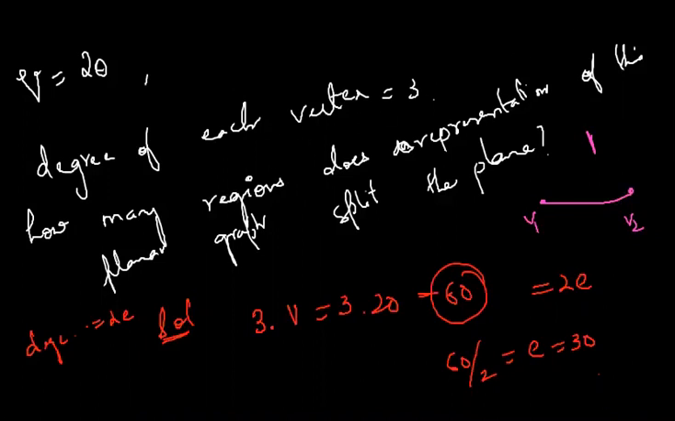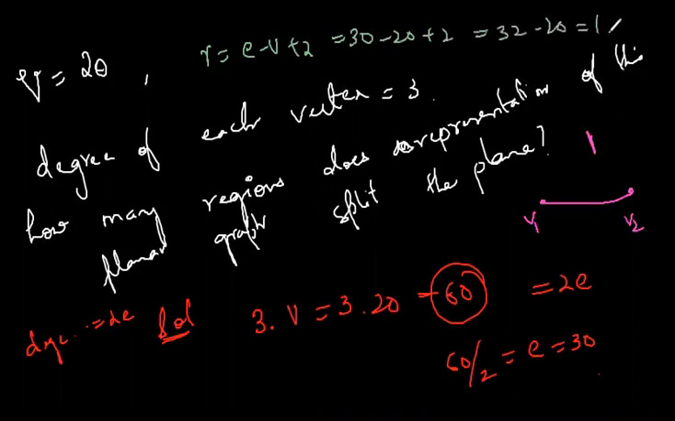So we want to find the regions, so directly use the formula. The formula is R is equal to E minus V plus 2, where E is the number of edges and V is the number of vertices. So E we have got as 30, vertices was already given as 20, plus 2. So 32 minus 20 is equal to 12. So basically in this graph with 20 vertices and 30 edges, the number of regions is 12.